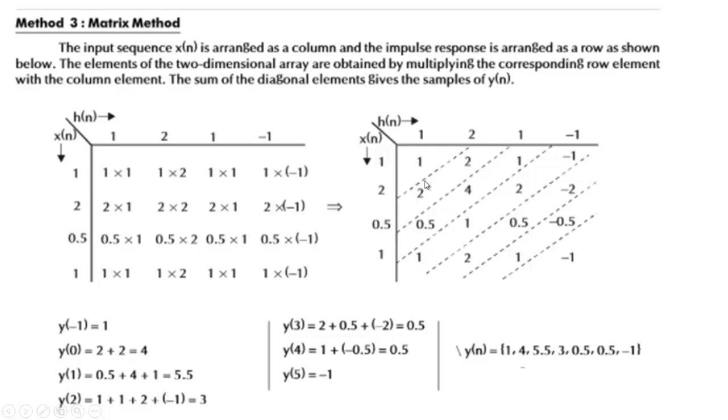So if you see how the values are being calculated, as you know in the matrix how it is calculated. So y of minus 1 is 1, y of 0 is 2 plus 2, 4, y of 1 is 1 plus 4, 5, 5 plus 0.5, that is 5.5, and the remaining values are calculated, and obviously the position is with respect to the considered impulse response which is specified in the question. So this is the matrix method of linear convolution.